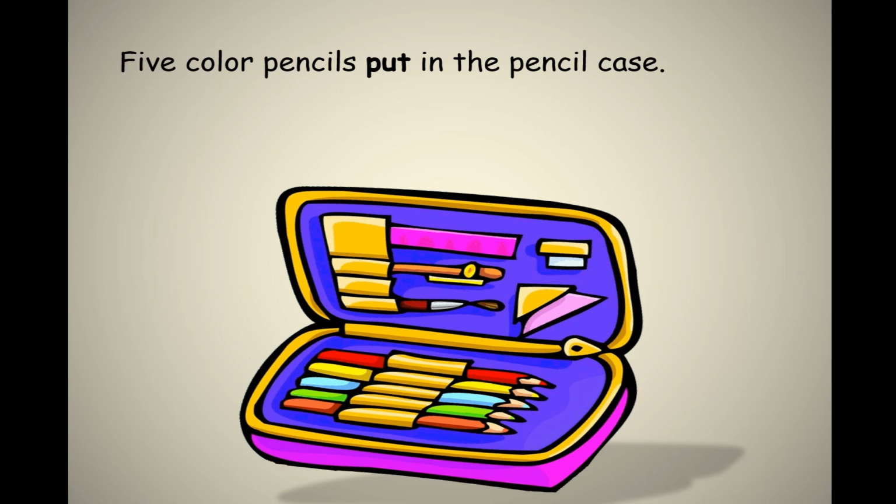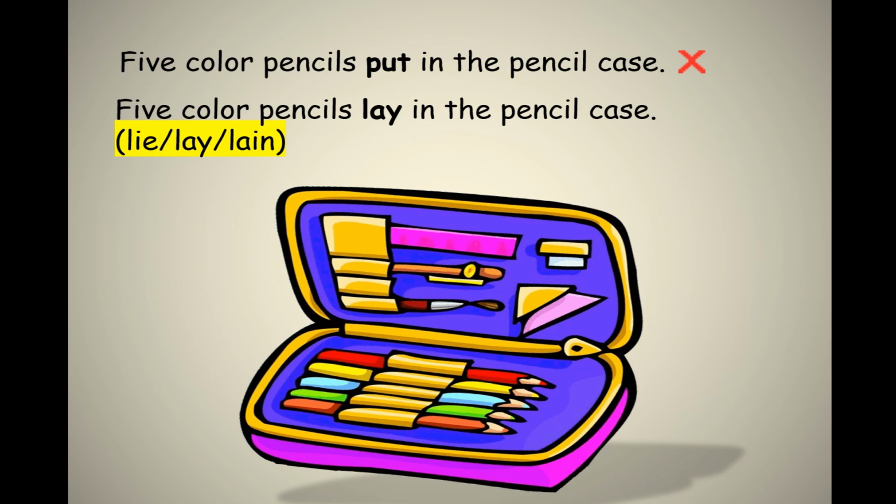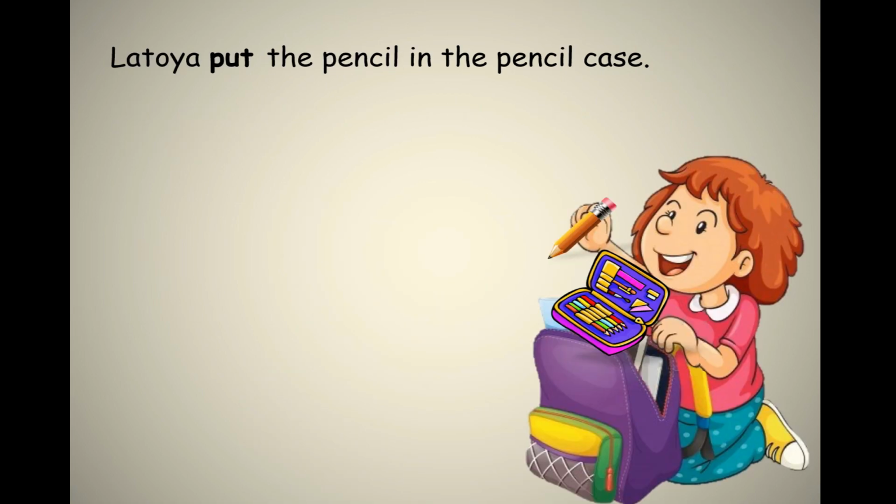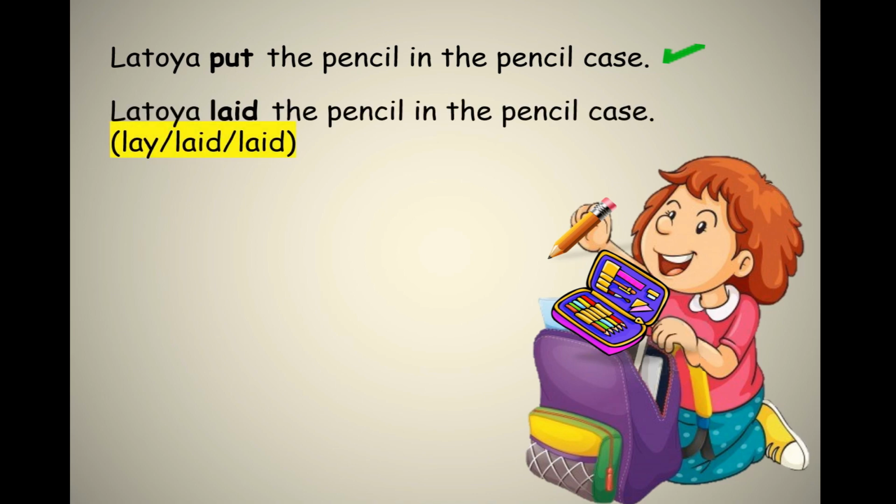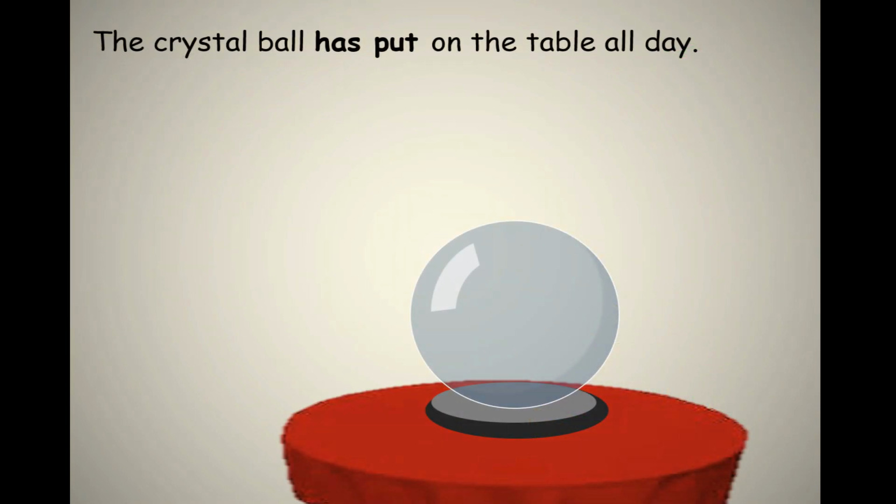Five color pencils put in the pencil case. This sentence does not make sense. Therefore, the answer had to have been lie, lay, lain. Five color pencils lay in the pencil case. LaToya put the pencil in the pencil case. Does this sentence make sense? It certainly does. Therefore, the answer had to have been lay, laid, laid. LaToya laid the pencil in the pencil case. When substituted, it made sense.